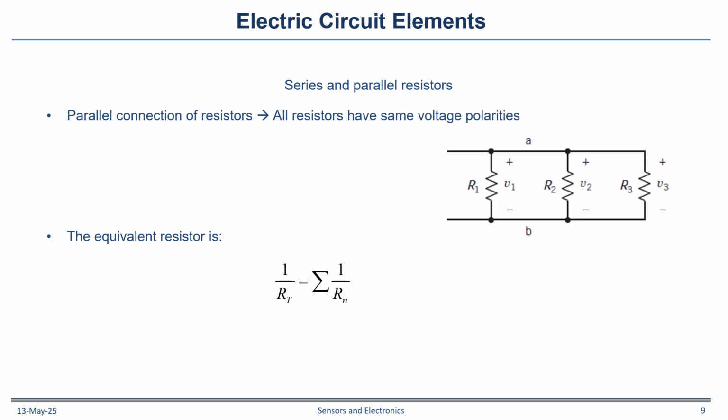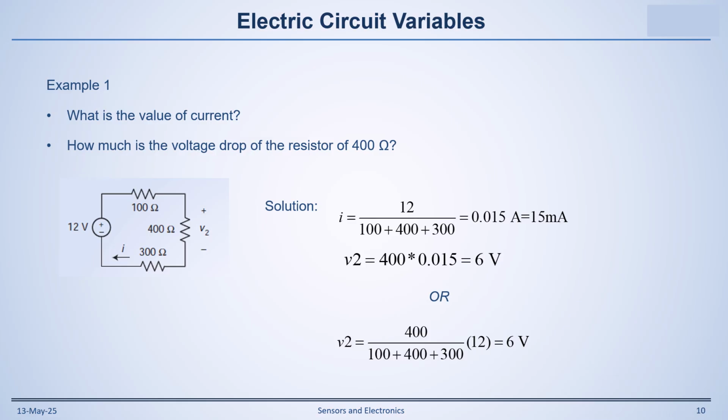A parallel connection is something like this. In a parallel connection, we have different currents going through each resistor, but we have the same voltage polarity across them. And if you want to find the equivalent resistance for this circuit, you can find it from this equation: 1 divided by R total is equal to the summation of 1 divided by each of them.